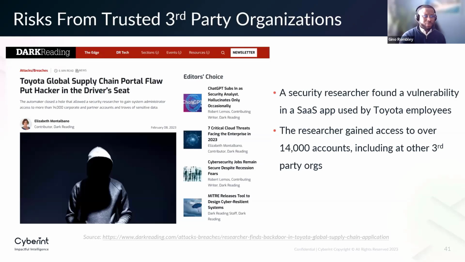Another example here is the Toyota Global Supply Chain portal flaw, which put hackers in the driver's seat. Pretty much what this did was a security researcher found a vulnerability in a SaaS app used by Toyota employees, and the researcher gained access to 14,000 accounts. And you might wonder, okay, including third parties, why is this so important?